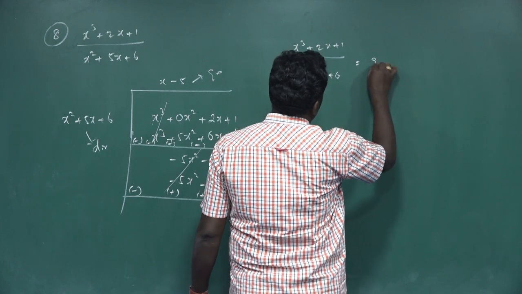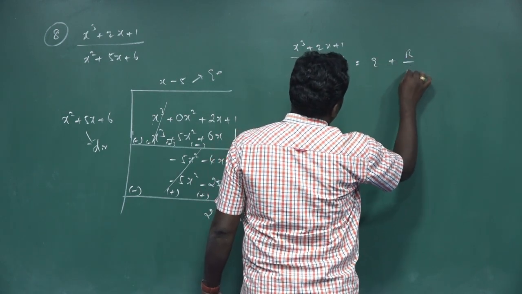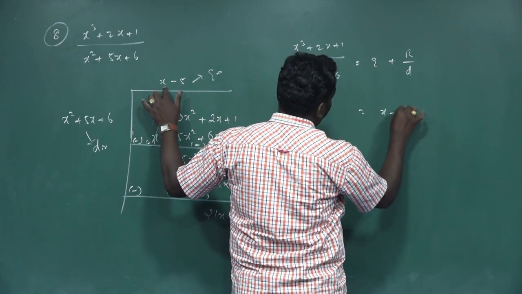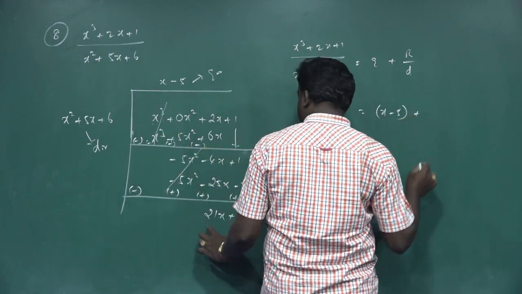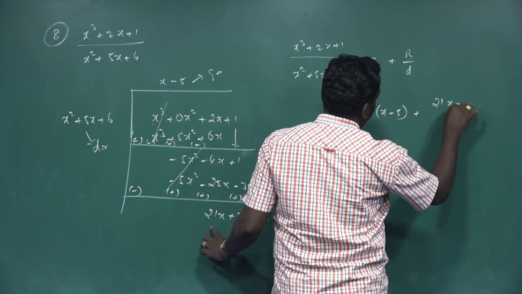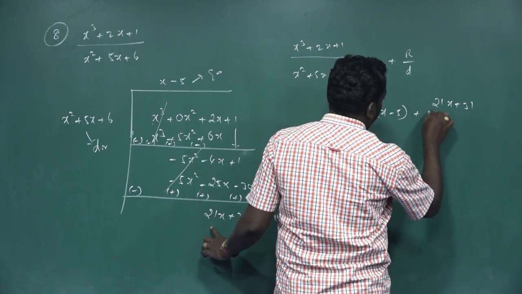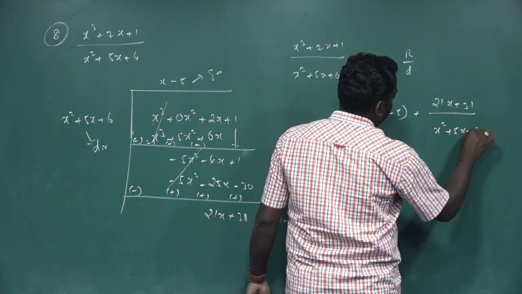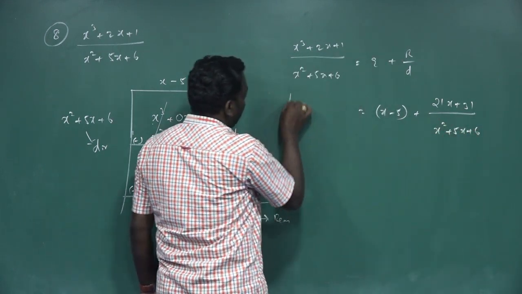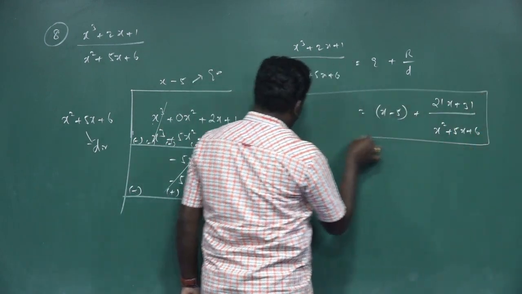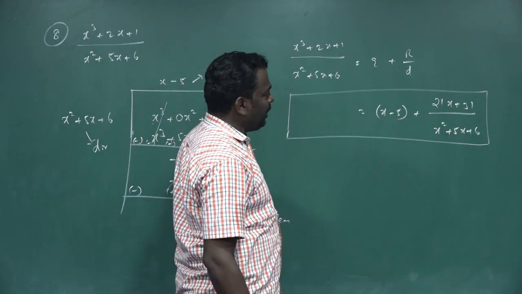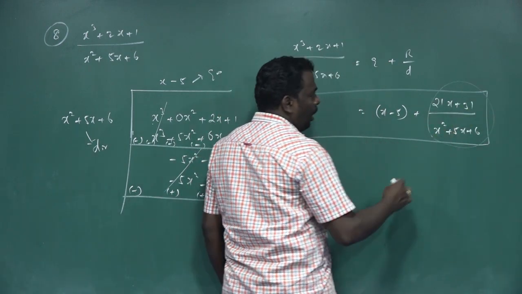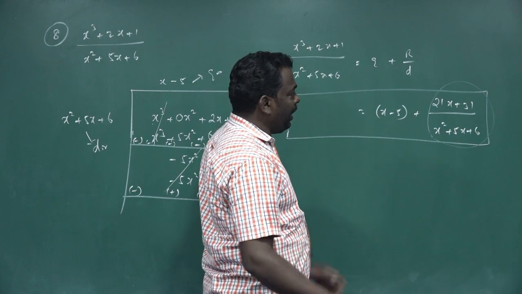So quotient plus remainder by divisor is equal to the quotient, x minus 5, plus the remainder 21x + 31 by the divisor x^2 + 5x + 6. Now the given improper expression, we first have to convert to a mixed expression. Then we take this term and apply partial fractions to separate the denominator.